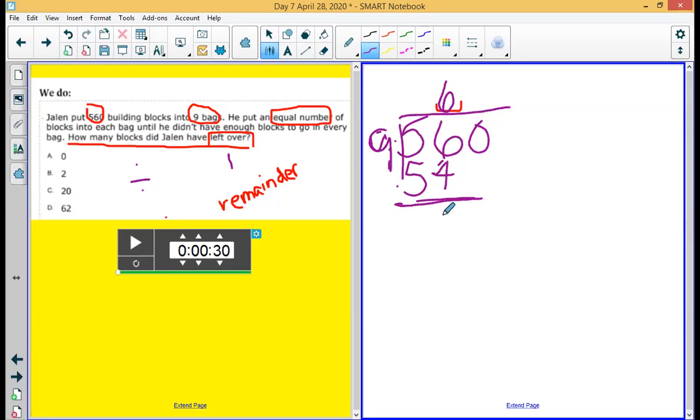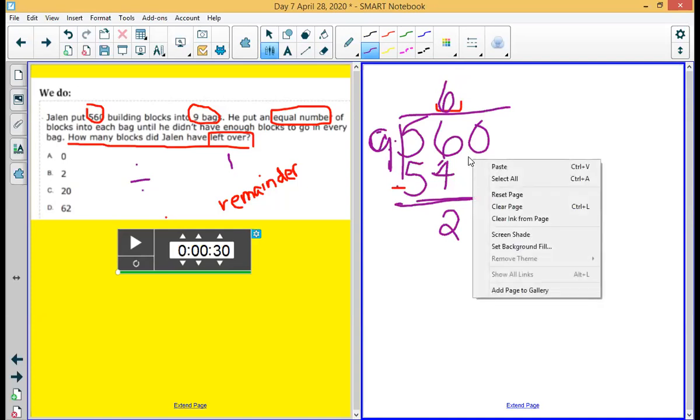6 minus 4 gives me 2. 5 minus 5 gives me 0. Now let's check. After we subtract, we check. Is 2 less than 9? If it is, we can continue. 2 is less than 9. And again, if ever this number is bigger than our divisor, then something would be wrong with our quotient here. But we're fine because this 2 is less than a 9, so we can continue on.